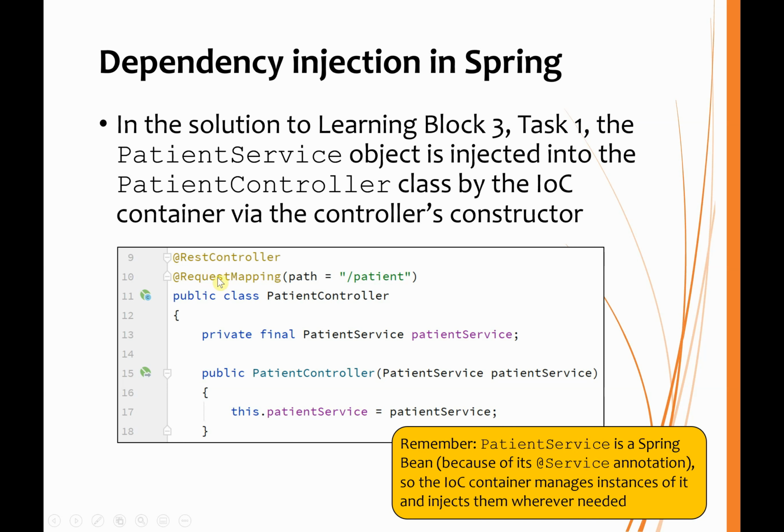Because this is a controller and this is a service, those two annotations mean that this class and the patient service class are managed by the inversion of control container, which will manage instances of both these classes and then inject them wherever needed. So the IOC container, when this class is instantiated, will provide a reference rather than the application code having to create the object to pass in as the parameter.